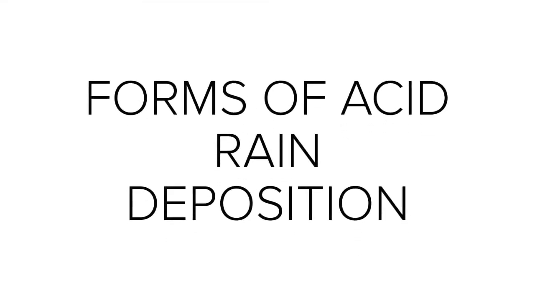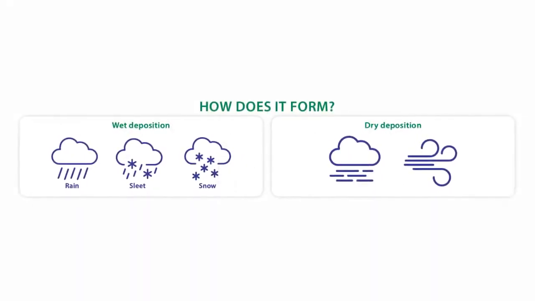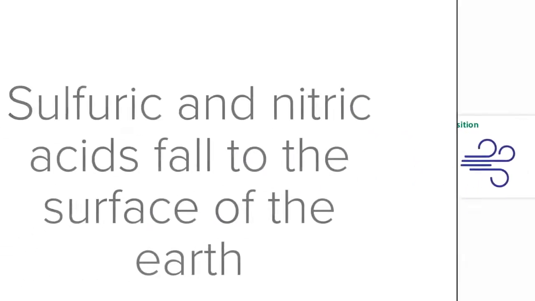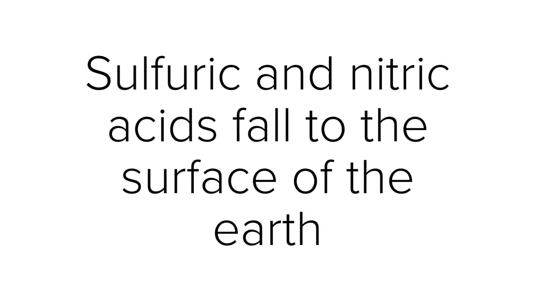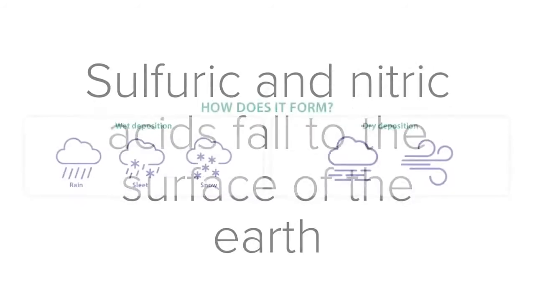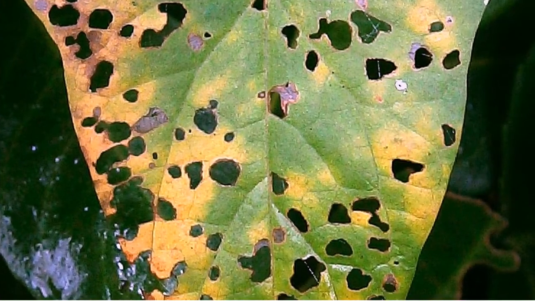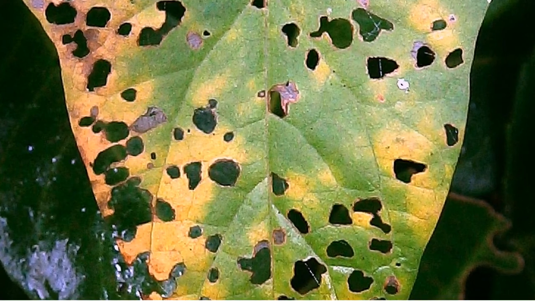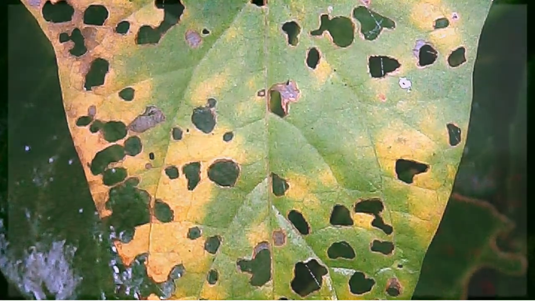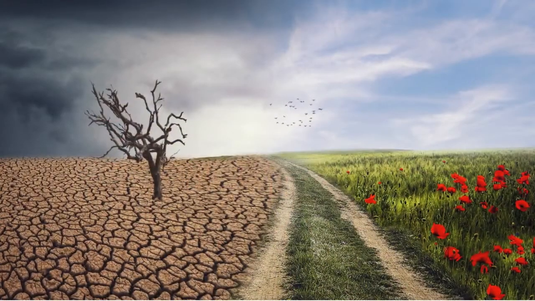Forms of acid rain deposition. Acidic precipitation can fall to the ground in different forms depending on the current climatic condition. 1. Wet deposition. As the name suggests, wet depositions occur when sulfuric and nitric acids fall to the surface of the earth in the form of snow, rain, sleet, or any other form of precipitation. 2. Dry deposition. Acid deposition can also occur when dust particles and gas molecules have high acidic levels. This type of deposition does not require any form of precipitation.